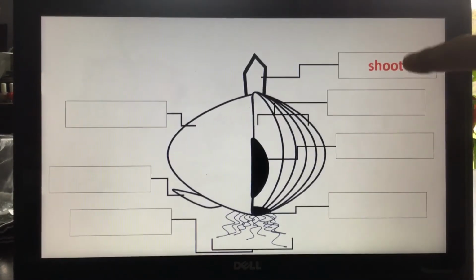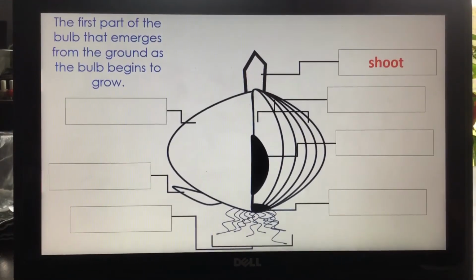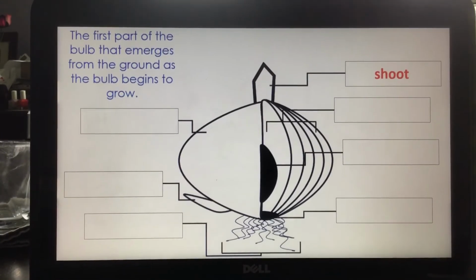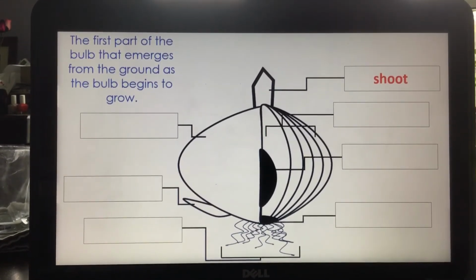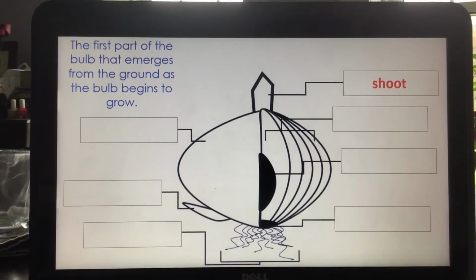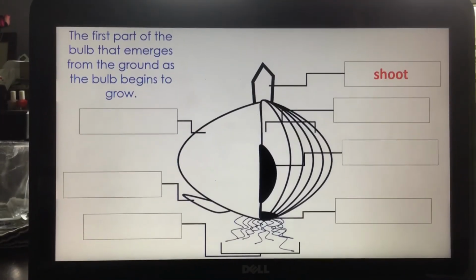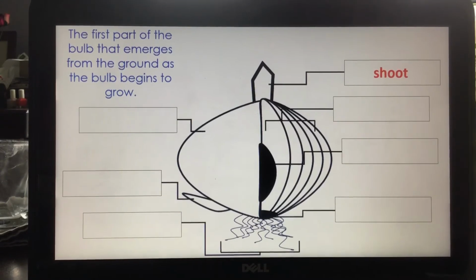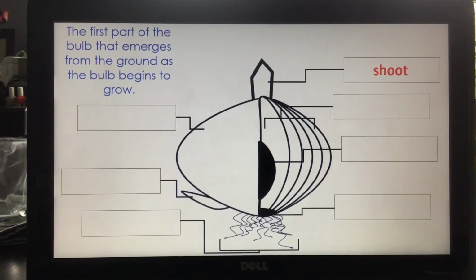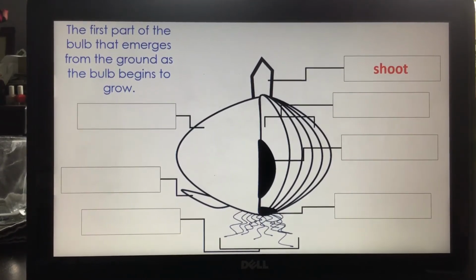So we've got the chute right there, and this is the first part of the bulb that emerges from the ground as the bulb begins to grow. So basically it's kind of the first leaf. So its job is to begin to absorb sunlight. Well, by absorbing sunlight, it helps it to survive and makes the food so it can grow.